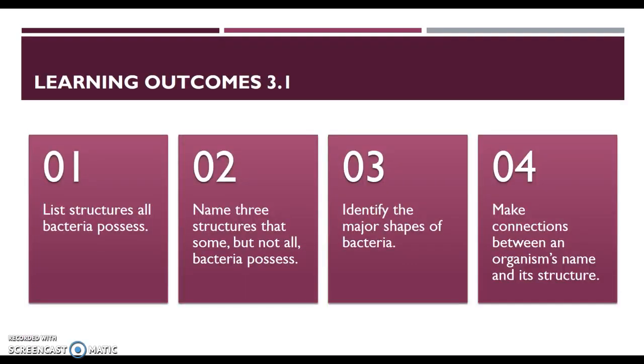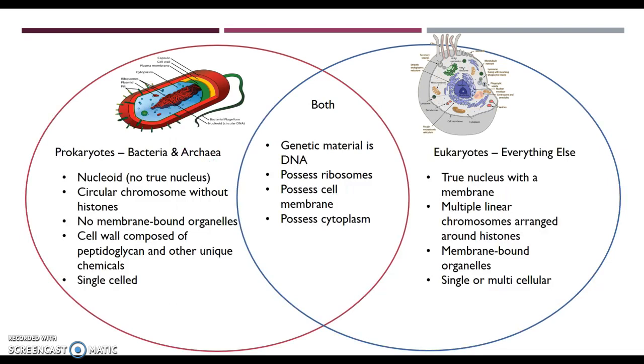There are 4 learning outcomes for this mini lecture. The first is to be able to list structures all bacteria possess. The second is to name 3 structures that some, but not all, bacteria possess. Identify the major shapes of bacteria and make connections between an organism's name and its structure. So this mini lecture is really going to focus on the structure and morphology of bacteria and archaea.